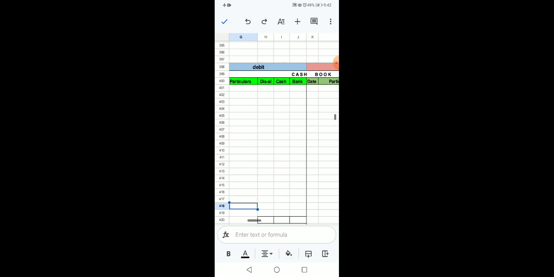You can see that there are three main columns: discount, cash, and bank on the debit side. This is your debit side, and this is your credit side. You have discount, cash, and bank. Since we are specifically associated with cash in hand and bank balance, no other ledger would be maintained in the cash book except these three: discount, cash, and bank.